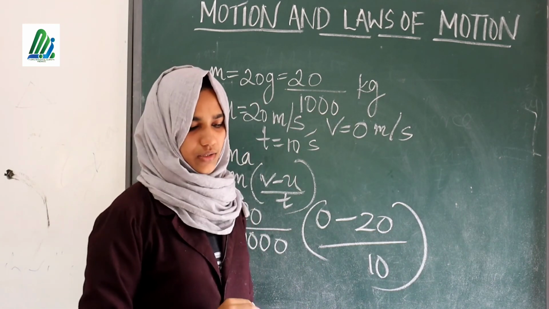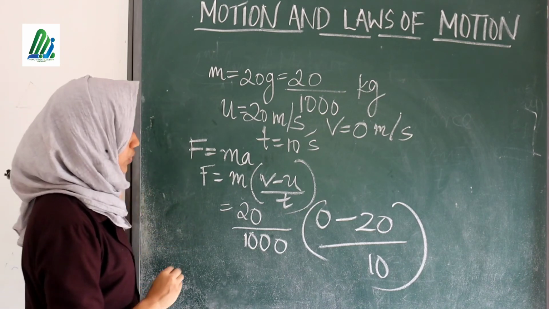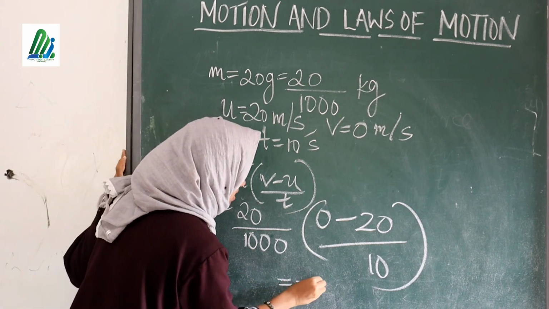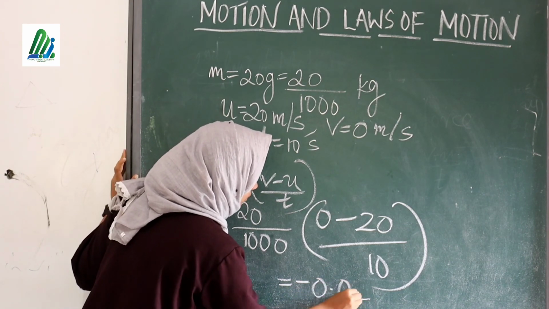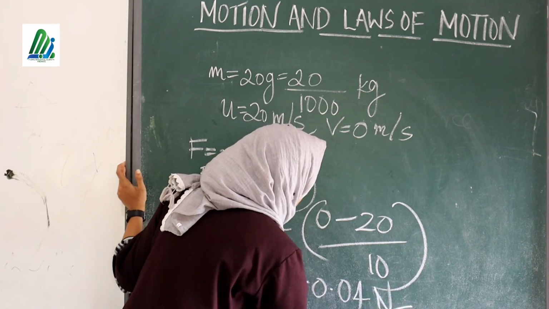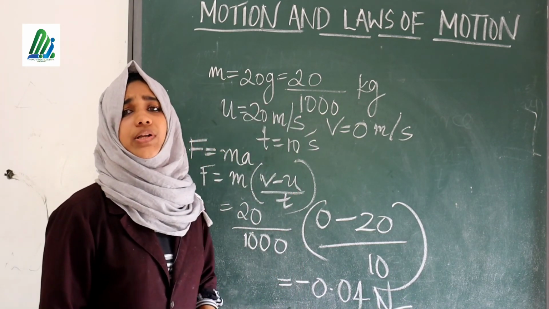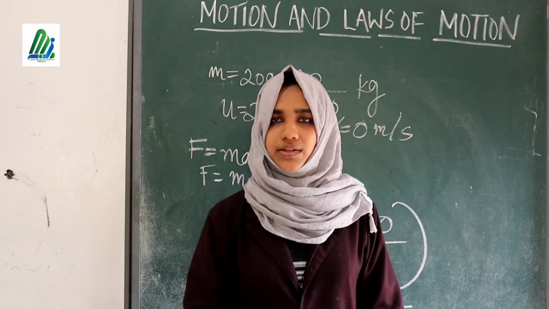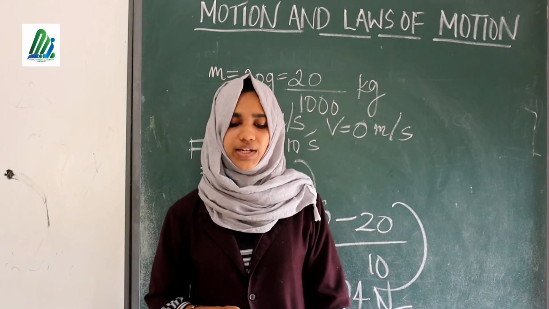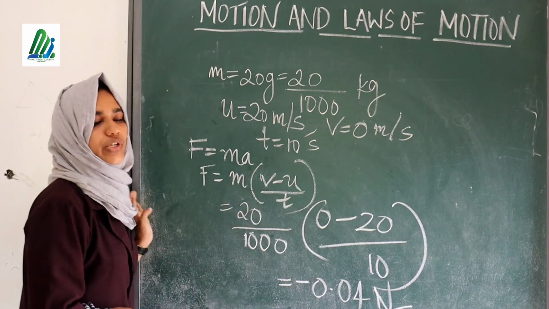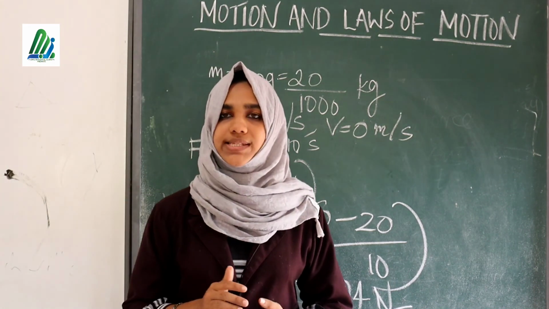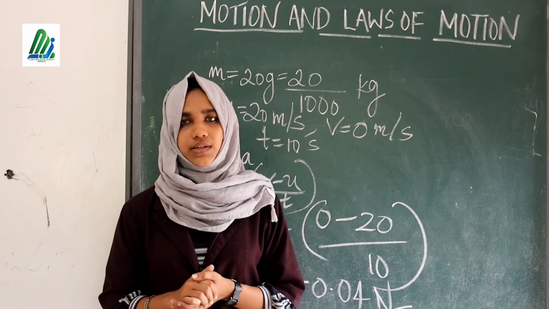Is it clear? So while substituting this, we will get minus 0.04 Newton. Is it clear? So here the negative sign shows the frictional force is acting opposite to the direction of the motion of the object. So this is all about today's class. I think all of you got it. Thank you.